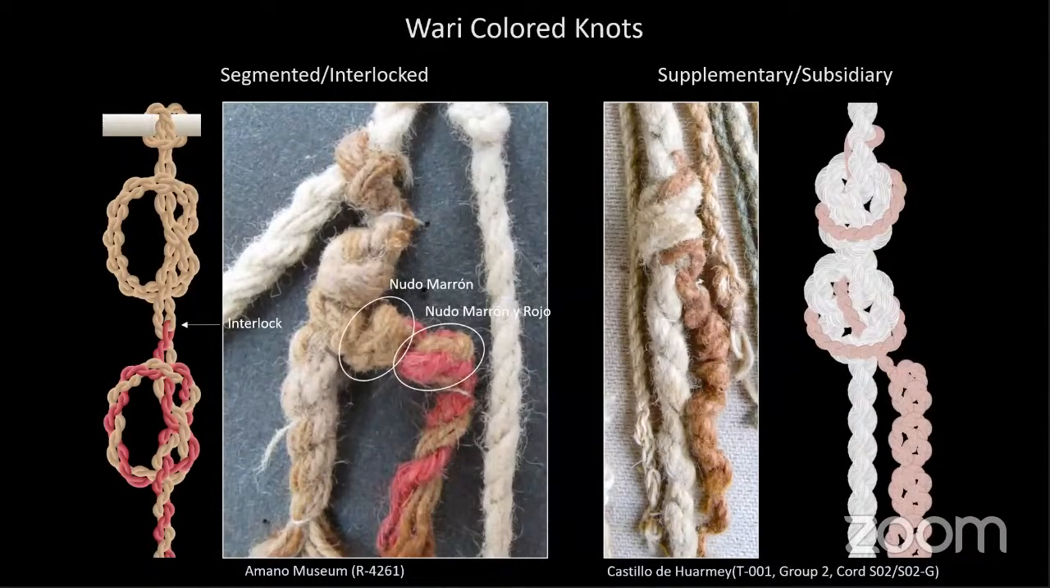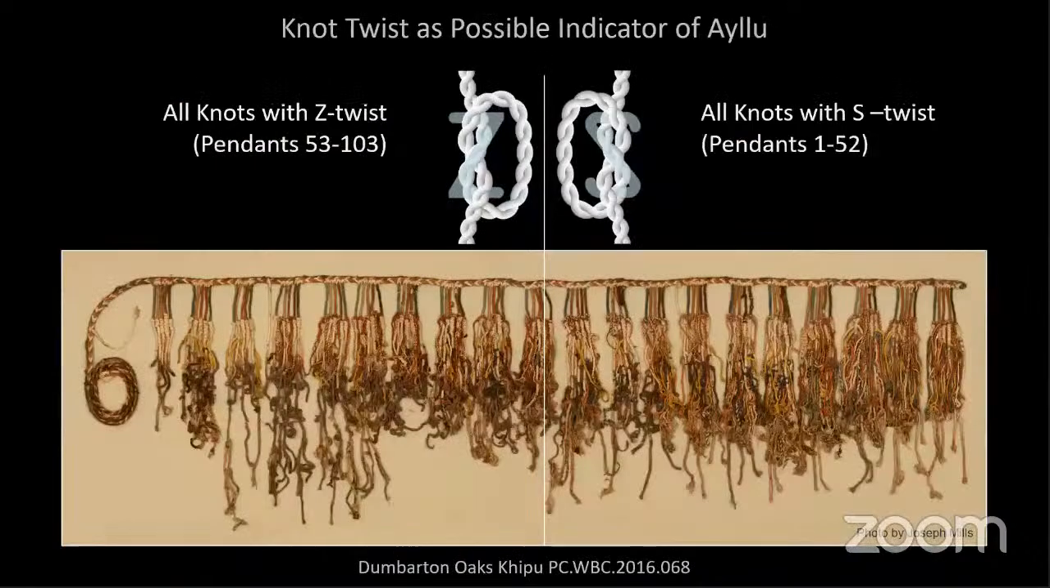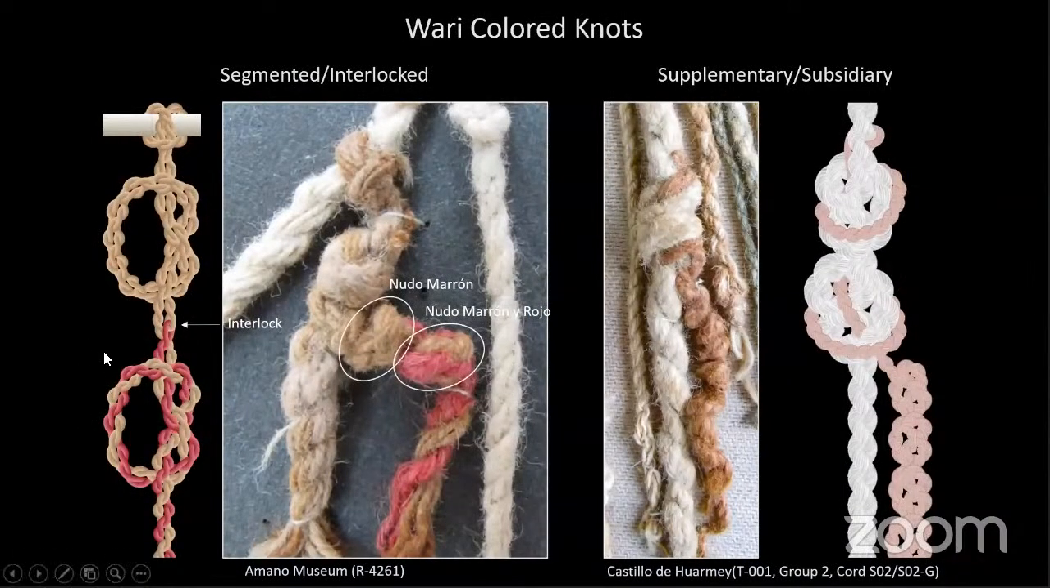When adding supplementary yarns to add color to a knot, the added cord can either be interlocked, like shown here, almost like a segmented cord, or it can be doubled. Here I call this doubling, where they take a cord, divide it in half, and then ply it. I wish I had a diagram of this.